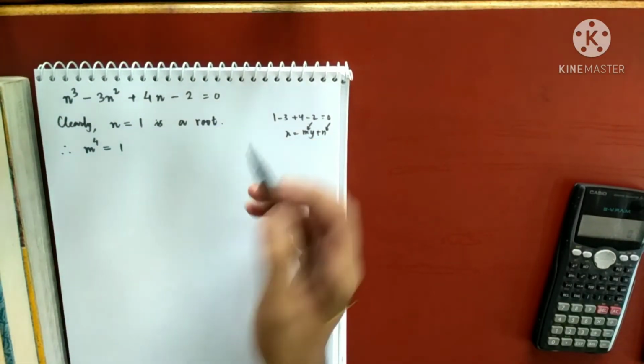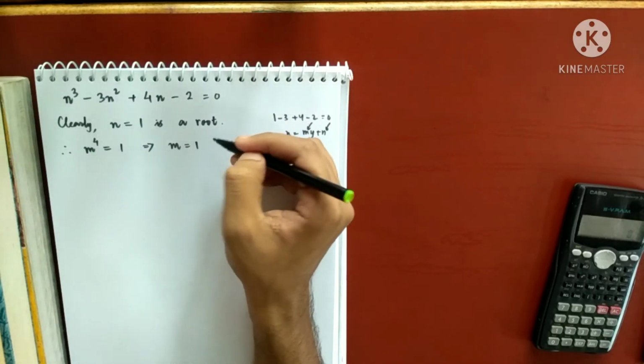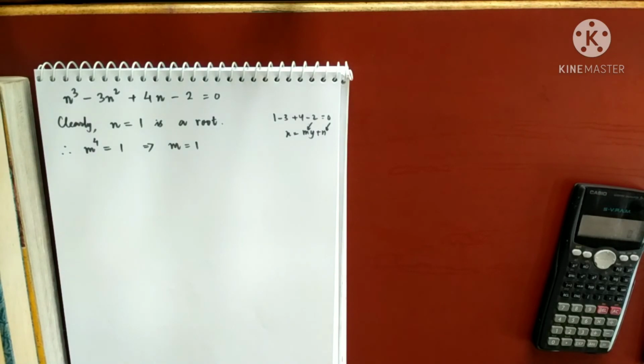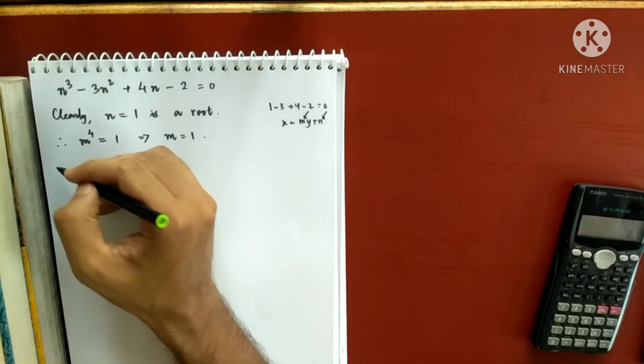So we need one solution to this. You can choose either m equals 1 or m equals minus 1. We will not take the complex roots i and minus i. So we are getting two values. I am taking m equals 1 only. So what is the substitution?